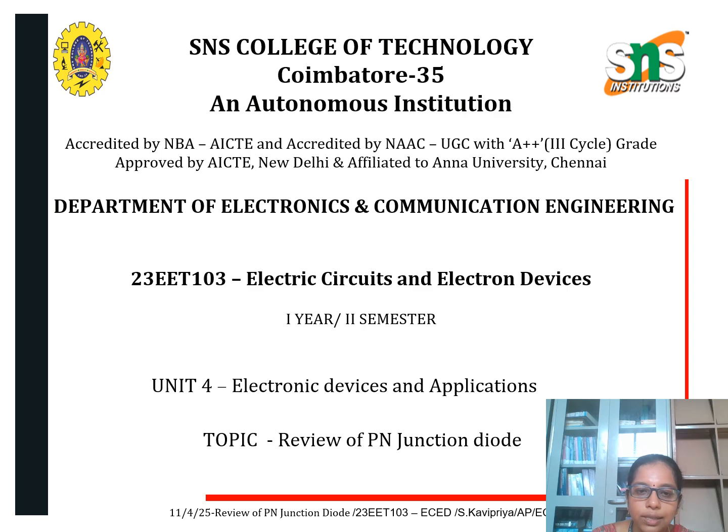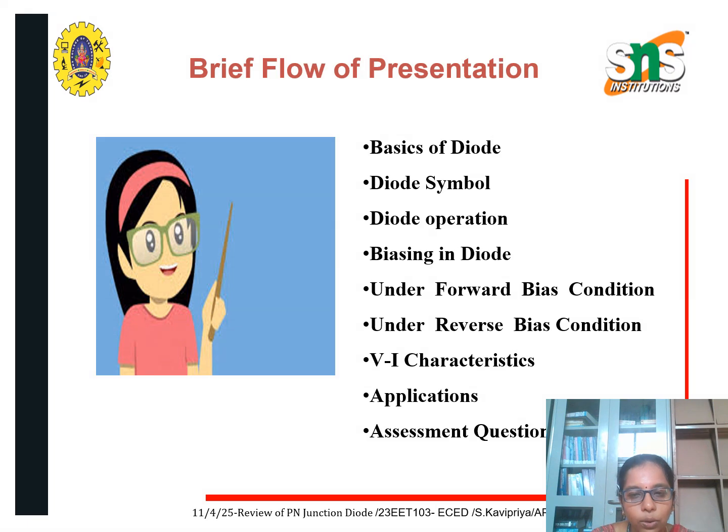I am going to discuss the topic PN junction diode. So in this presentation, I am going to discuss the basics of diode, symbol, diode operation, biasing in diode, operation of diode in forward bias condition and operation of diode in reverse bias condition, VI characteristics in forward bias as well as reverse bias. Finally, applications of a diode.